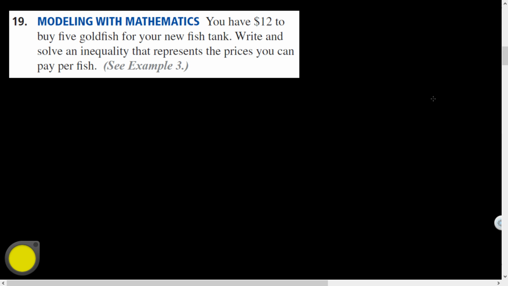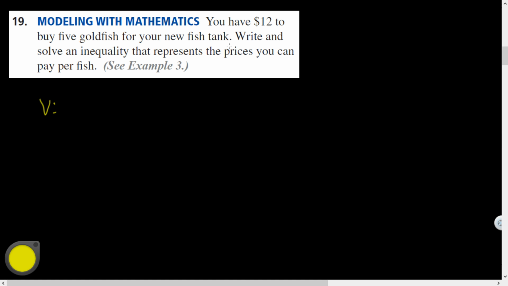19, here's fish, bam. You have $12 to buy 5 goldfish for your new fish tank. I've been playing Go Fish with my kids lately. Yeah, my 4-year-old, my 3-year-old. It's so adorable. Man, these kids are like, you have an octopus, Daddy? And I'm like, no, I don't have an octopus. Go fish! And then I just like own those kids. They're never gonna beat me. Actually, that's not true. But seriously, I like playing cards.